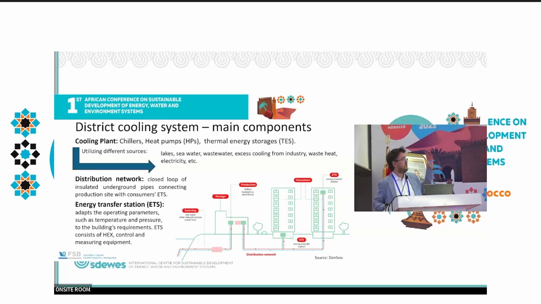And of course, we do need different kinds of energy transfer stations in this type of setup. We will show later on that we have possibilities for other types of setups in district cooling systems, but this is the traditional one. We need ETS to adapt operating parameters to the building regime, like temperature, pressure, flow, and so on.